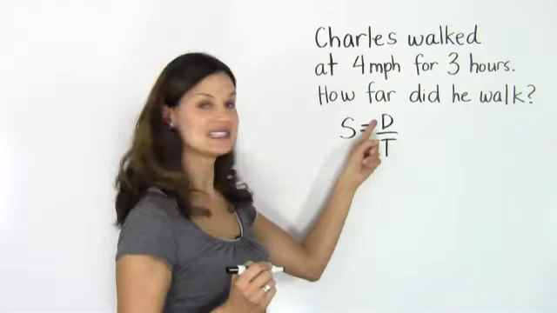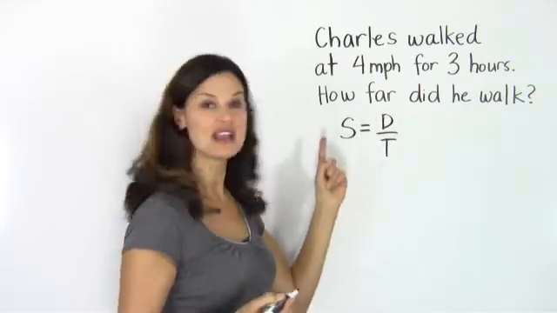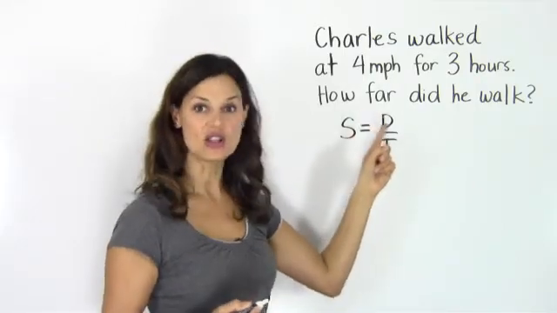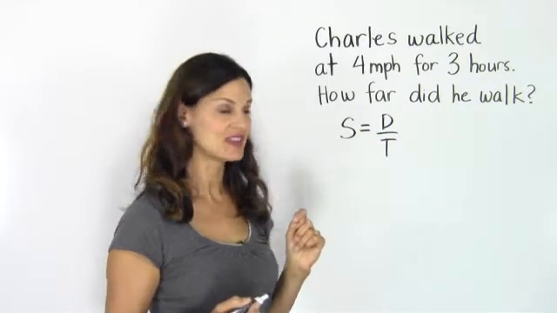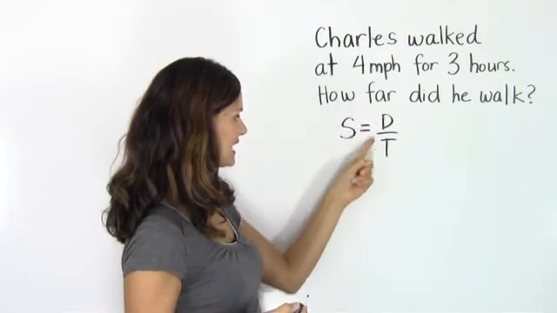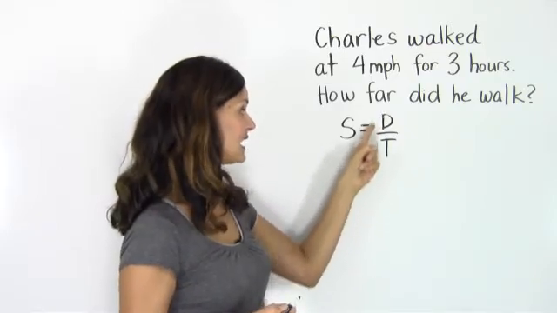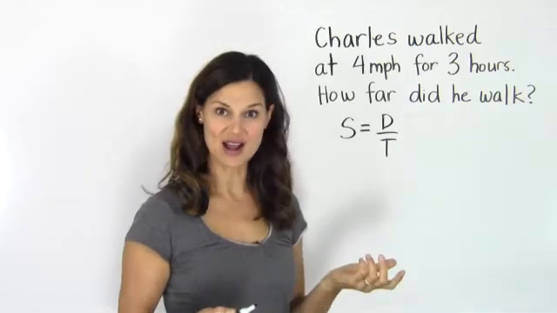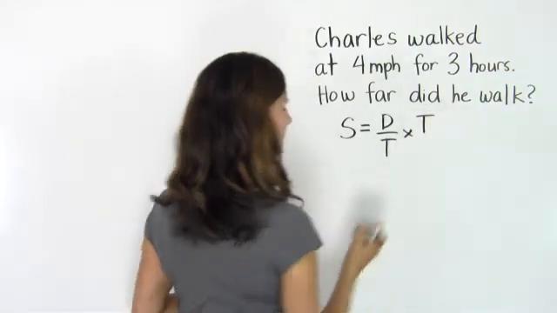But in this case, I want to find distance. And so I need to rearrange my formula so that distance, or d, is all alone by itself on one side of the equal sign. So right now I look at my d and I think, uh-oh, there's a t in the way. It's attached to the d by division, and so to unattach it, I'm going to do the opposite operation, and I'm going to multiply by t.